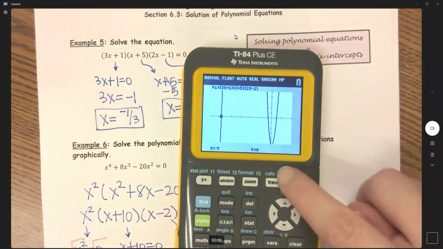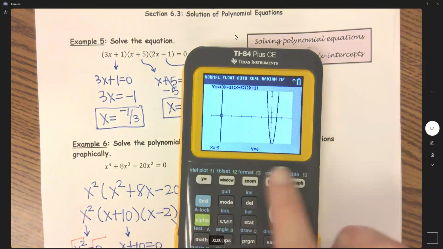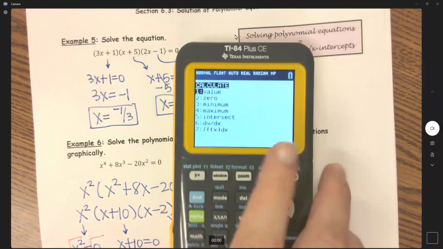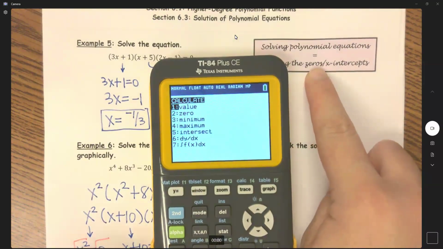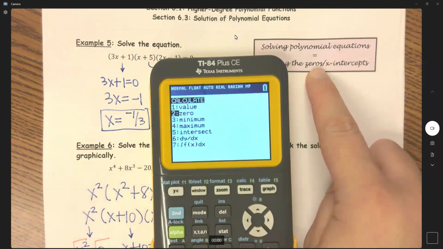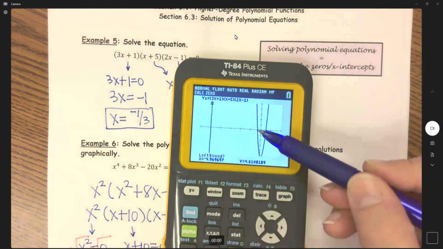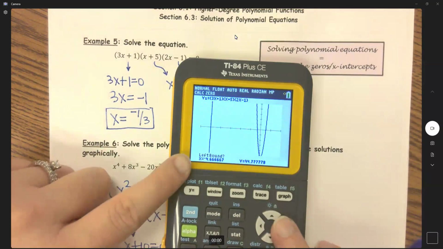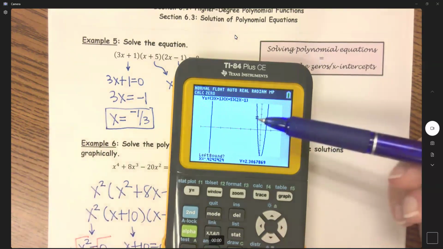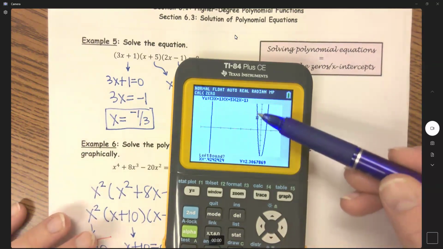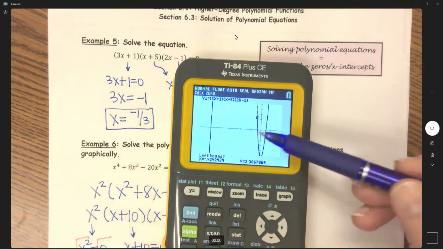So what we'd have to do is go to our calc again. Go second trace to go to calc. And if I am wanting to find x-intercepts, that's the same as a 0. So let's say I wanted to find this x-intercept first. I need to go somewhere to the left of it, but I want to get a little bit closer than I am. Let's keep going till we see our cursor. Okay, there's my cursor. So if this is my x-intercept, I am to the left of that x-intercept. So I'm going to hit enter.